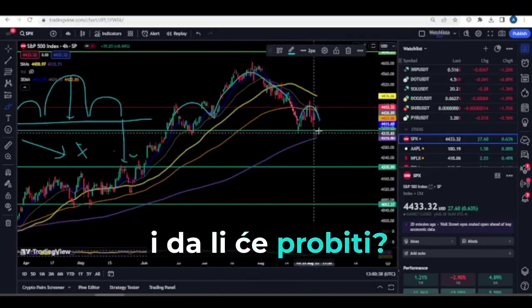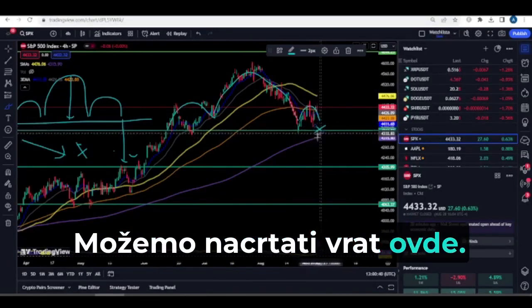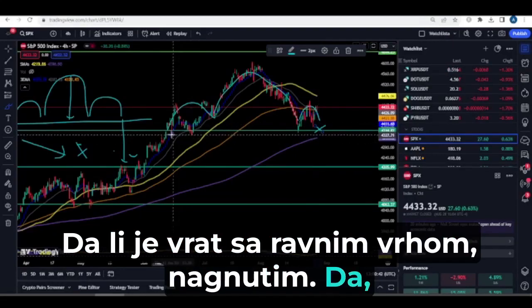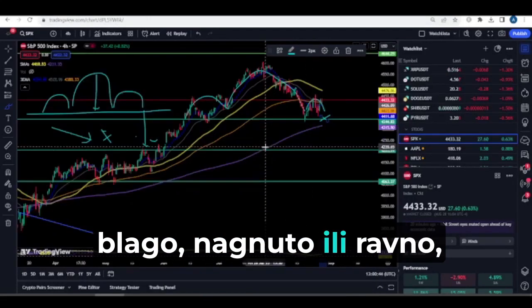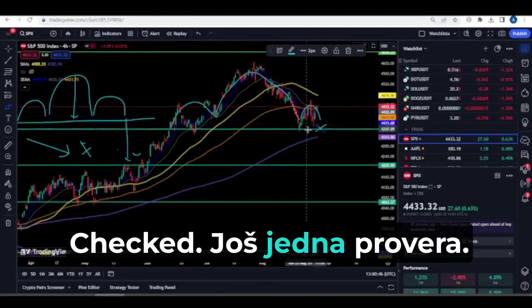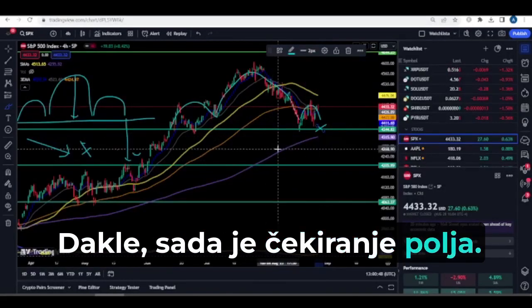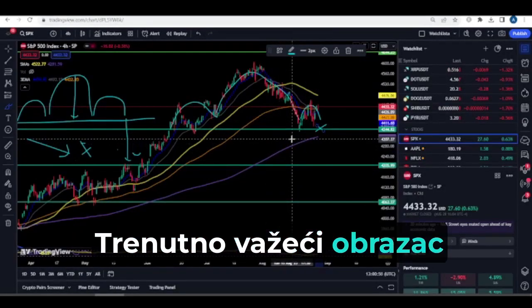And is the neckline, well, we can draw the neckline in. Is the neckline flat to upsloping? Yes, it is, right? Slightly upsloping or flat. So check, that's another check. All right, so now it's checking off the boxes for is it a valid head and shoulders pattern?